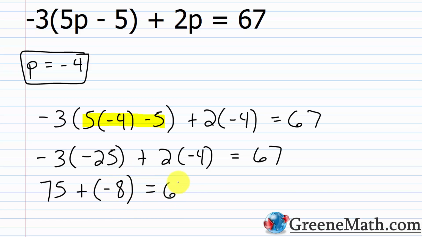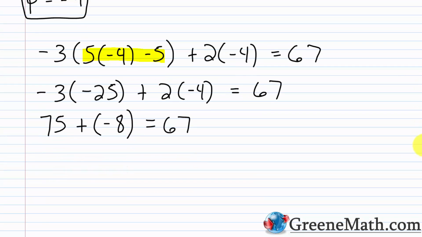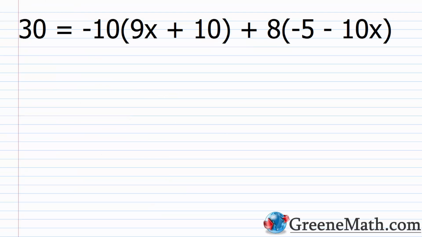And this equals 67. All right, so what is 75 plus negative 8, or what is 75 minus 8? Well, that's going to be 67. So we have 67 equals 67. And so P equals negative 4 is the correct solution. All right, let's take a look at another one.